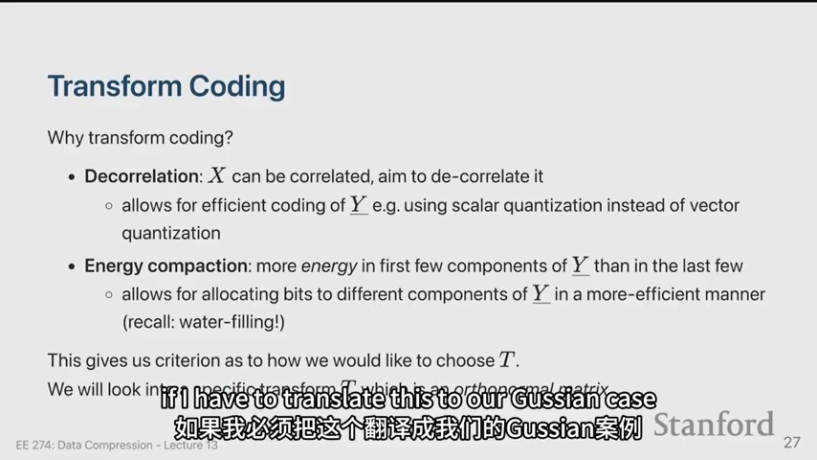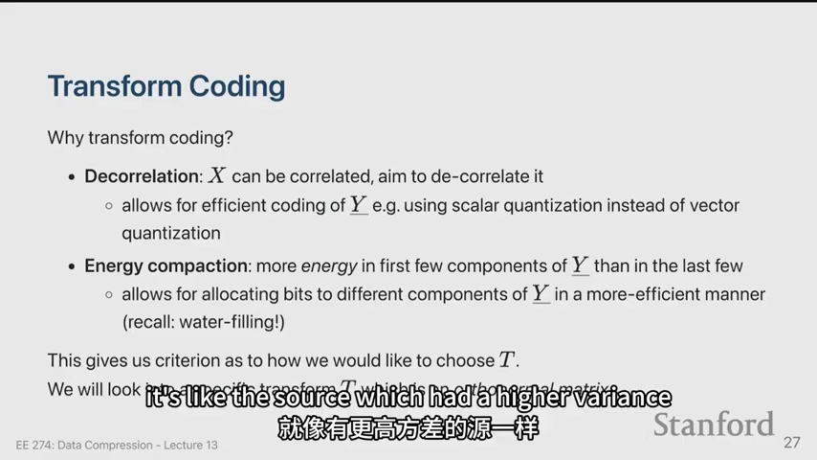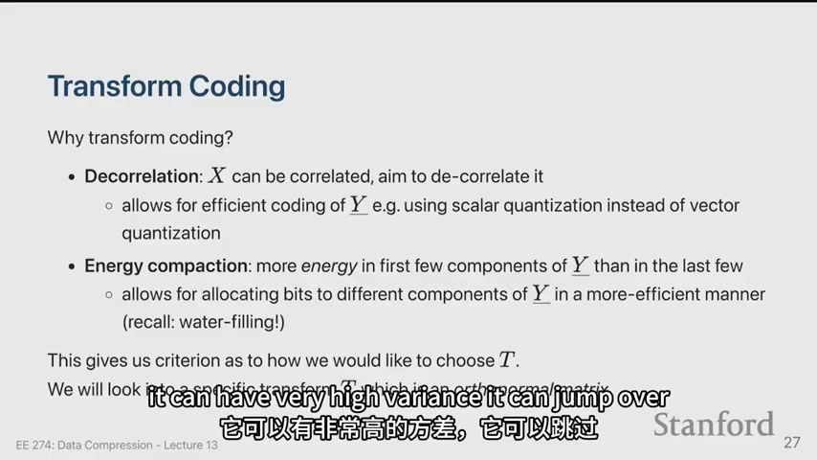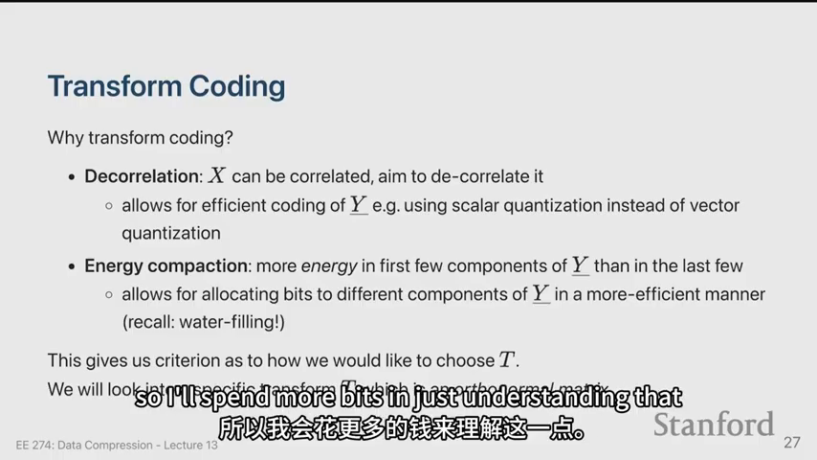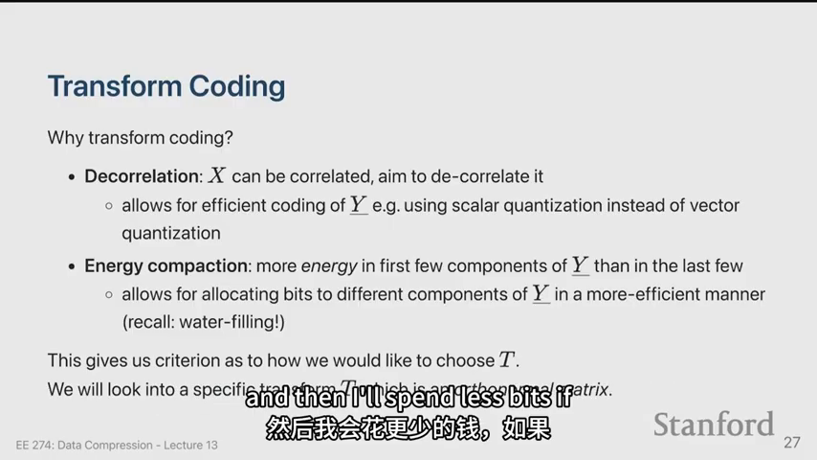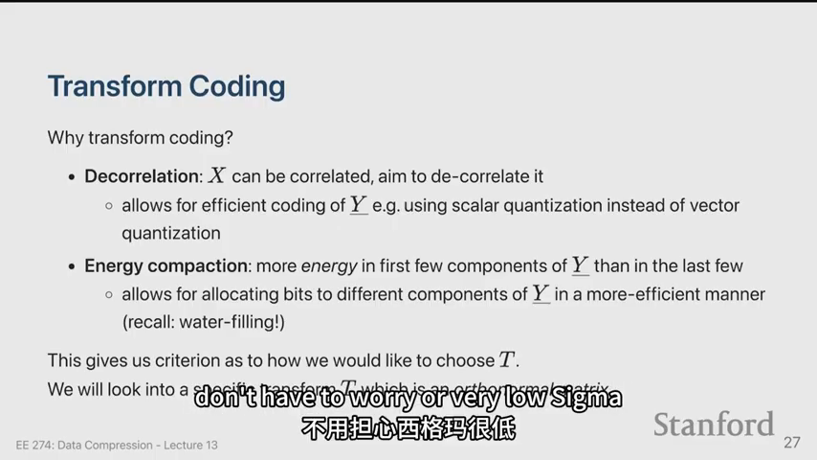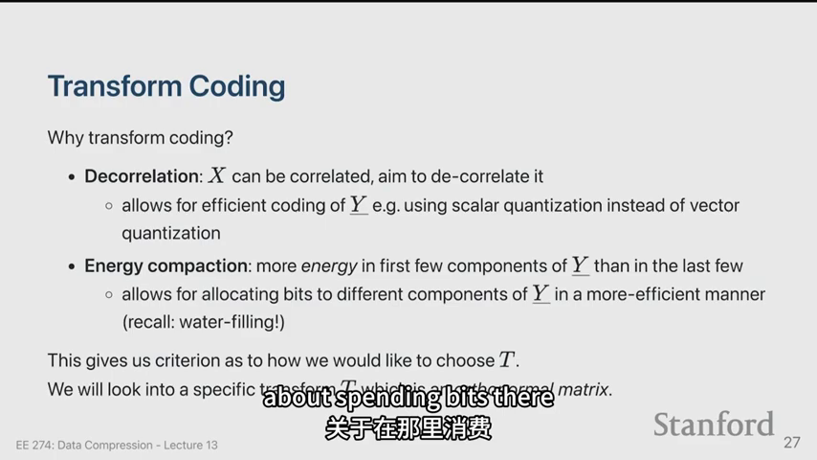Okay. So if I have to translate this to our Gaussian case, the source which has a higher variance is the more important source for me because it's really hard for me to encode. It can have very high variance, it can jump over, so I'll spend more bits in just understanding that. And I'll spend fewer bits if the other one is always a constant, or has very low sigma. I don't have to worry about spending bits there.